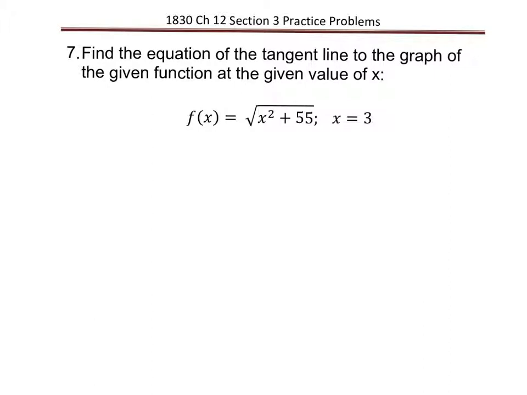So here we are at problem number 7, and it says find the equation of the tangent line to the graph of the given function at the given value of x. And the thing that I want you to remember is that when you're going to find the equation of the tangent line, what you're really going to be trying to find is the equation of a line in the form y equals mx plus b, where m is the slope and b is the y-intercept.